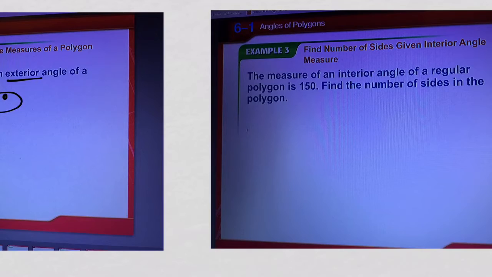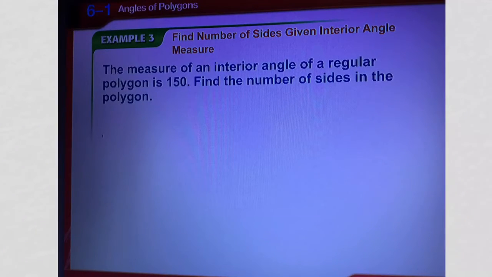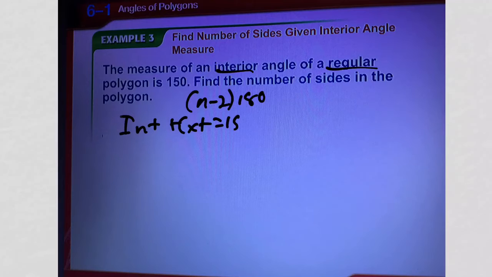The last example we have here, we want to find the measure of an interior angle, or actually the measure of an interior angle of a regular polygon is 150. And again, important to know that we have a regular polygon. Find the number of sides in the polygon. Well, being that it's interior, we would normally deal with the formula n minus 2 times 180, but I find it easier to use the interior plus exterior equals 180, because then I can find my exterior angle, and that I don't always have to use 360. I don't have to use any other number or any formula.